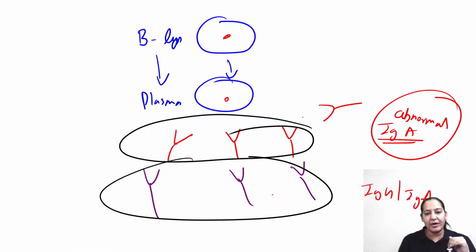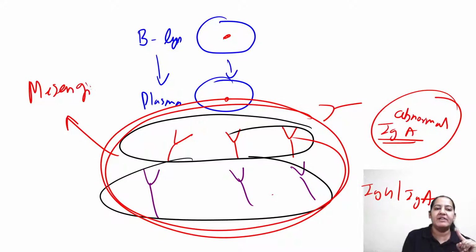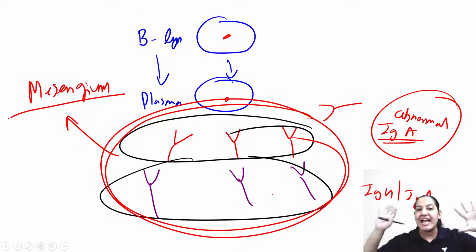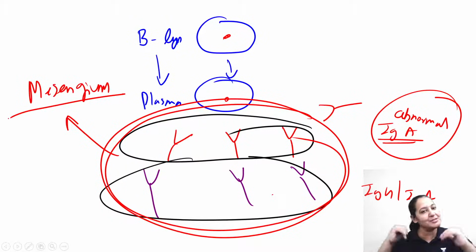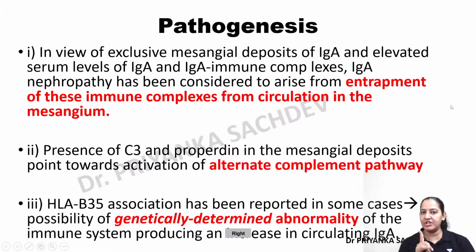So antigen antibody complexes are formed, and these complexes get deposited exclusively in the mesangium. They will deposit only in the mesangium, not intramembranous, not subepithelial, not subendothelial. That's why this is mesangial disease, IgA nephropathy, because IgA is abnormal. That is the antigen here. Give me a thumbs up if you got it. Everyone give me a thumbs up. This is the pathogenesis. Shall I repeat again, or have you got it?